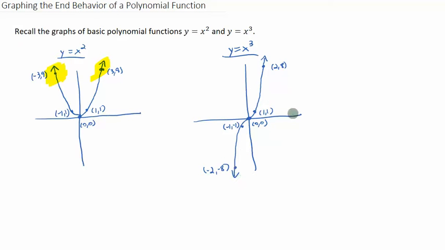So on the right side, the graph goes up, because if you take a positive number and raise it to the third power, you get a positive. On the left, if you take a negative number and raise it to the third power, you get a negative. So the right end goes up, but the left end goes down. And in fact, let's summarize this.